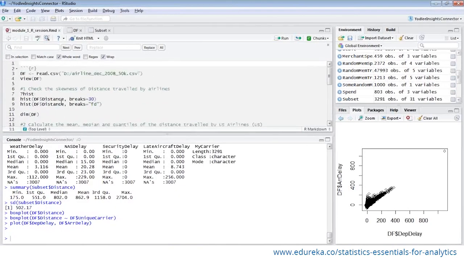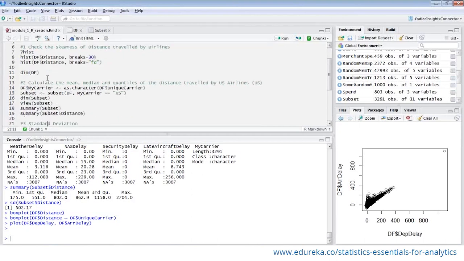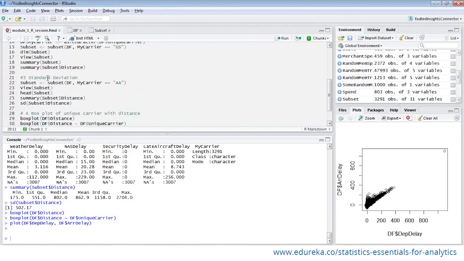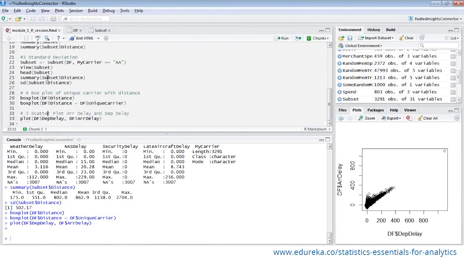So what we have tried to do is load this data, and we have tried to answer five simple questions based on the concepts that we learned. The first is a concept related to skewness, where we drew a histogram and argued that it is right skewed. Then we found some basic statistics, mean, median, and quantiles, using the summary command. And then we calculated the standard deviation using SD. And then we drew the box plot for only the distance and also the spread of the distance with carrier. And finally, we plotted the direction of relationship between the arrival delay and the departure delay.